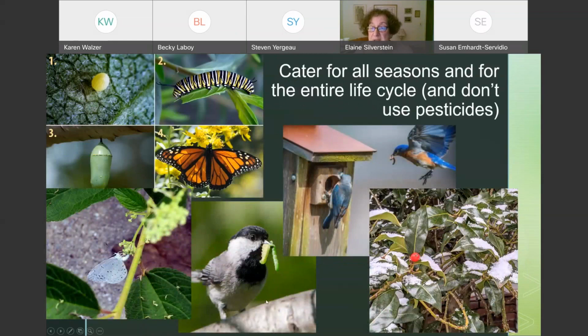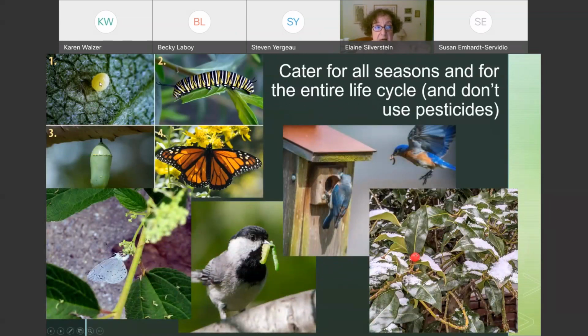When you plant a habitat, you want to plant for all seasons and for the entire life cycle. And again, you don't want to use pesticides. Just very quickly, I think most people are familiar with the life cycle of a monarch butterfly, but it lays its eggs on milkweeds, and only on milkweeds, which are a genus of native plants.